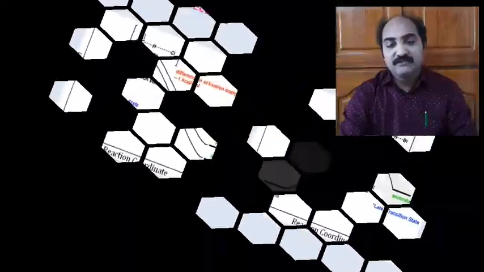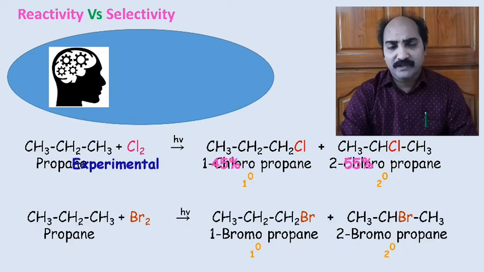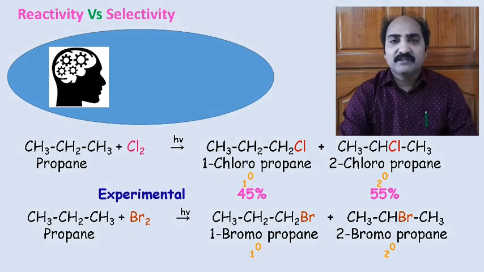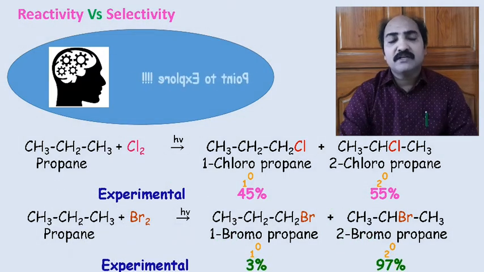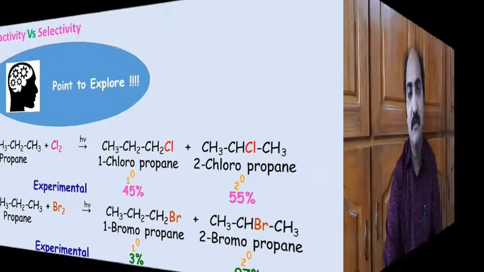If we proceed with bromination of propane, we expect similar results to that of chlorination of propane, which means we expect 55% 2-bromopropane formation and 45% 1-bromopropane formation. But here, surprisingly, we are getting 97% of 2-bromopropane formed, and only 3% of 1-bromopropane formed. Why is there this vast difference between the chlorination and bromination of propane?